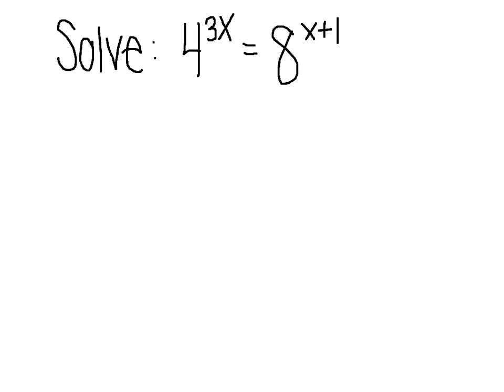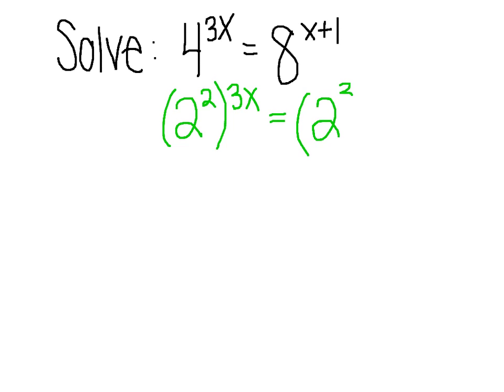So looking at our first example, we have 4 to the 3x equals 8 to the x plus 1. I've been emphasizing for the last week or so that our main goal is always to get the same base if we can. We can do a lot more when we're working with the same bases. Even though we know 4 times 2 is 8, we can't actually get them to both have bases of 4. However, we can get a base of 2. So here we're going to have 2 squared, and that's going to be to the 3x power, equals 8 is 2 to the third to the x plus 1 power.